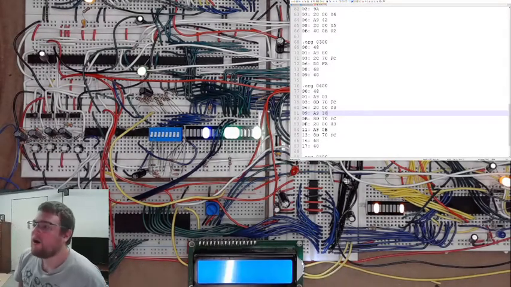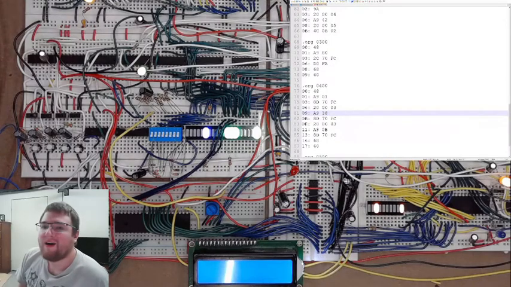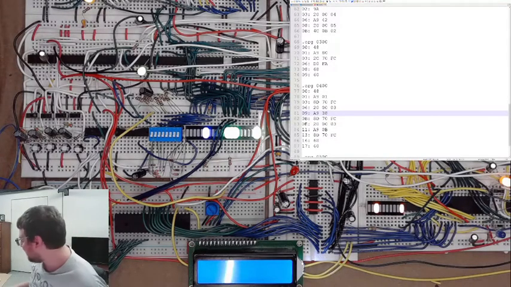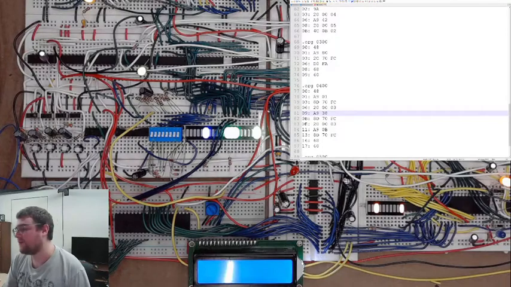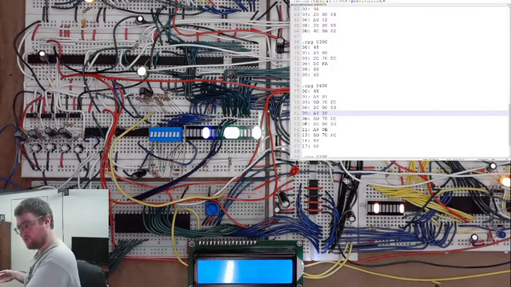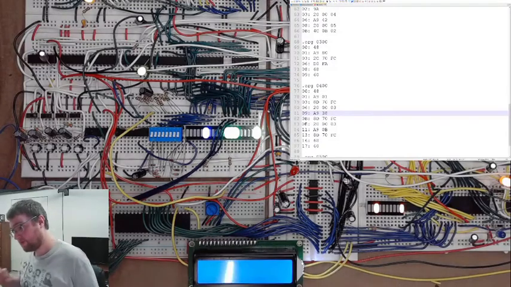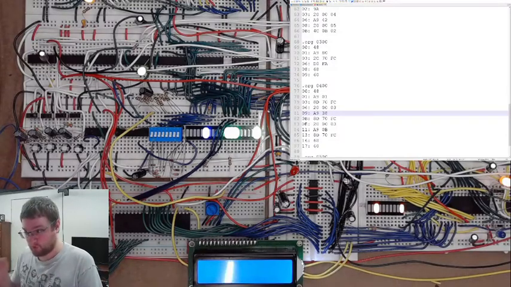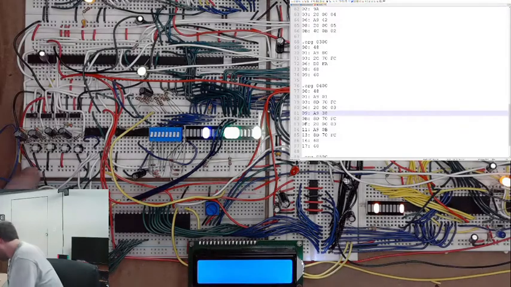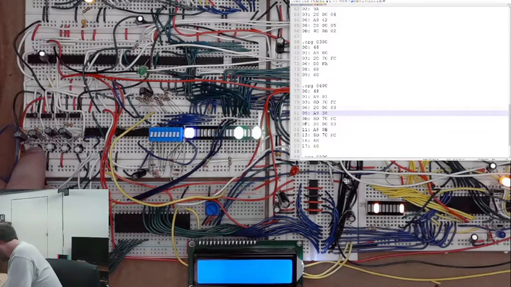Oh, it worked! The LCD! But apparently it just took it a little while. So, anyways, screen initialized properly. So, we're good. Okay, then we got to go back. We're going to call the other function.